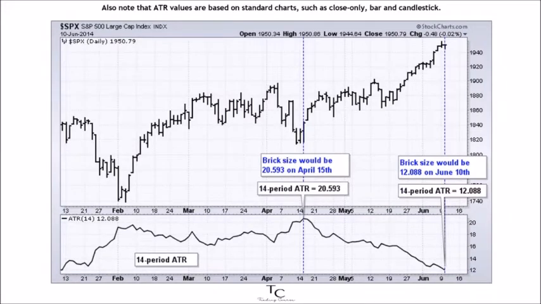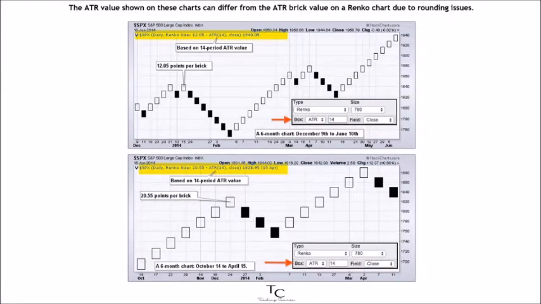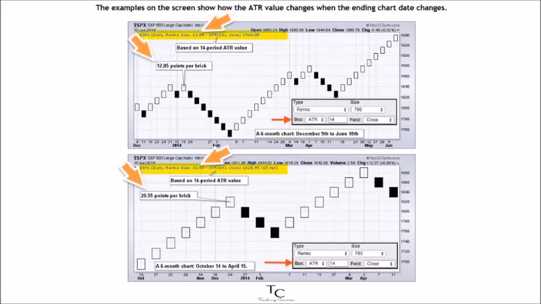Also note that ATR values are based on standard charts, such as close only, bar and candlestick. These charts have one data point per period and a uniform x-axis, date axis. The ATR value shown on these charts can differ from the ATR brick value on a Renko chart due to rounding issues. The examples on the screen show how the ATR value changes when the ending chart date changes.